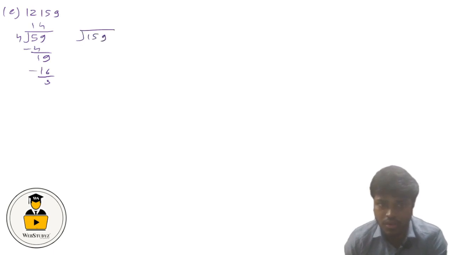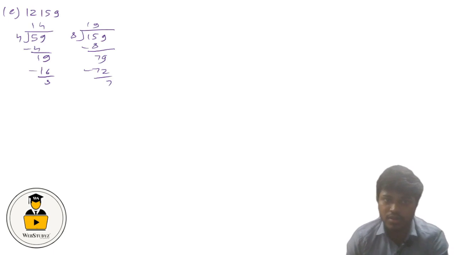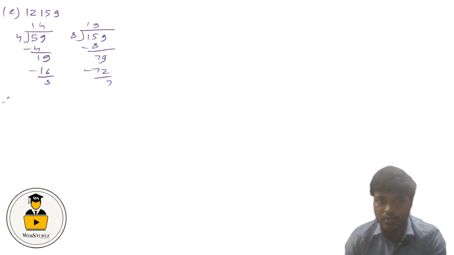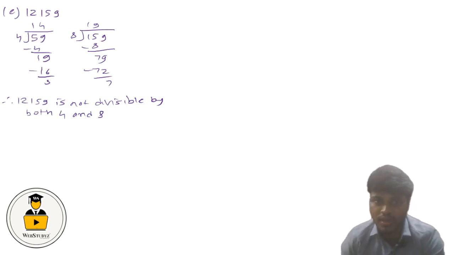Similarly, we will take the last three digits to check the divisibility by 8. Now 8 ones are 8. So we will have 7 here, 79. 8 nines are 72. So we will get 7 again. Therefore we can say that since the last two digits and three digits are not divisible by 4 and 8, the given number is not divisible by 4 as well as 8.